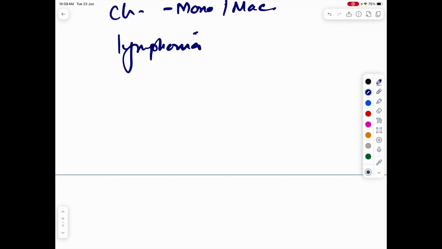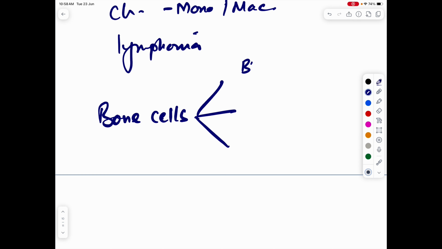Functions of osteoclast: resorption. Bone cells, the different bone cells are osteoblast, osteocyte, osteoclast.